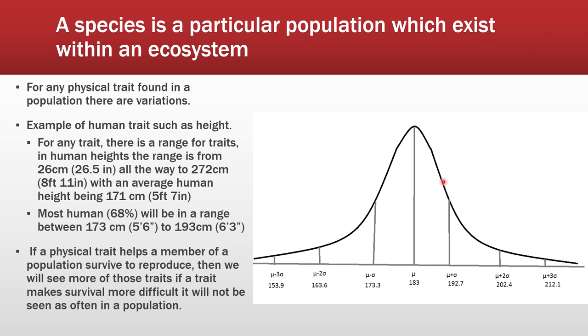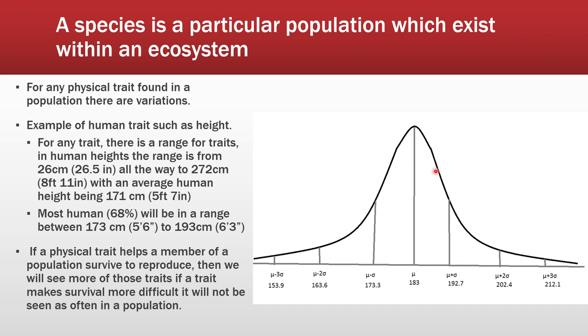But our entire species, humans, when it comes to height, you have a bell-shaped curve. Again, most people will be in this range, which at the shortest end would be about 173 centimeters, roughly 5 foot 6 inches, to 193 centimeters, roughly 6 feet 3 inches. Most people fall in this range, but there are people who, again, are taller. There are some who are shorter. Now, there is a reason why these genes are more likely to be middle. One is just random assortment.